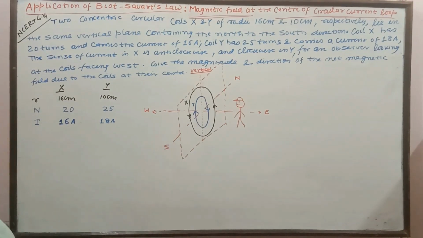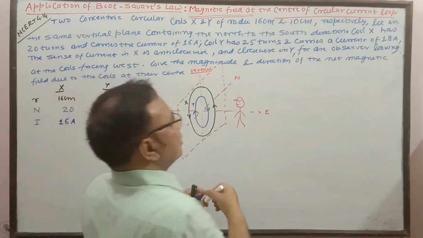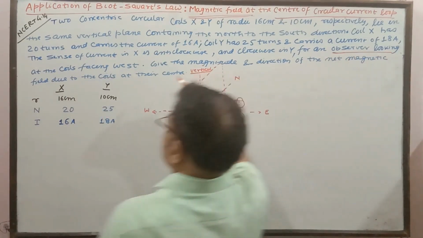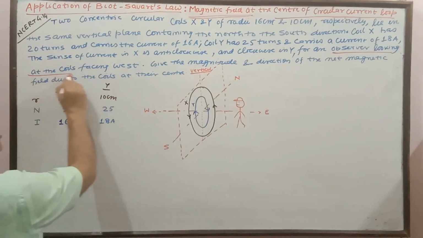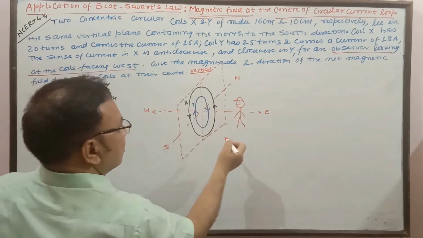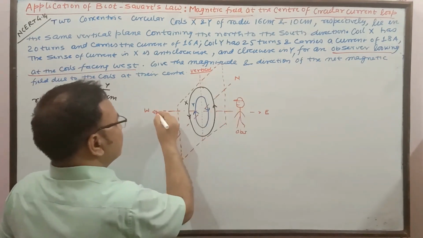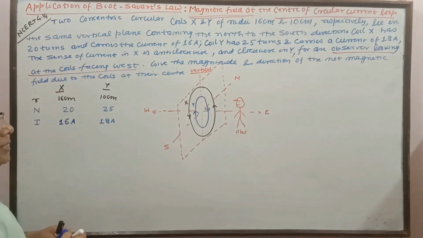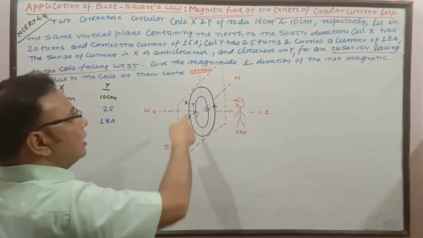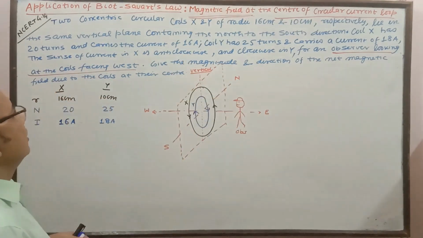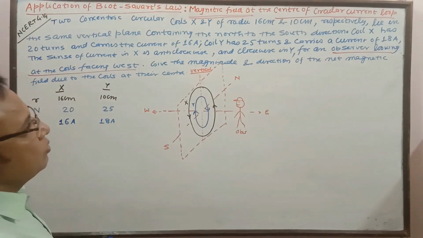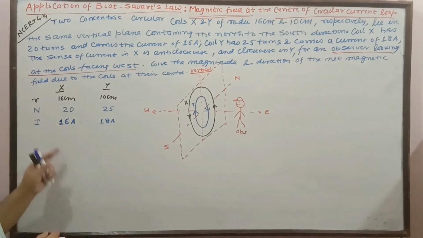Here this orientation of current is for the observer looking at the coil facing west. So this observer is facing west, towards west, as shown. Here east, west, north, south is horizontal and this vertical I have drawn. Now in this case, calculate the magnitude and direction of net magnetic field. So we have to find the magnetic field due to both the X coil and the Y coil.